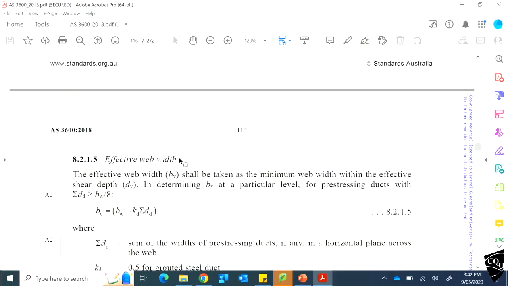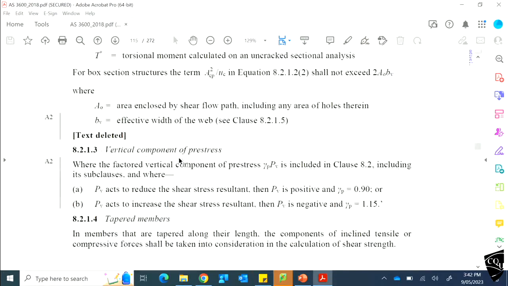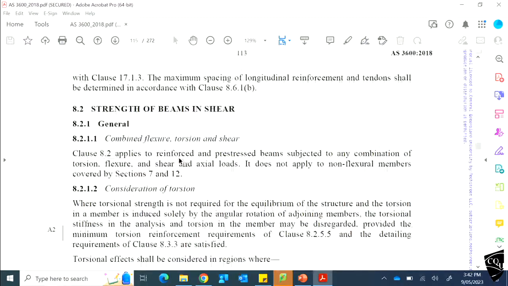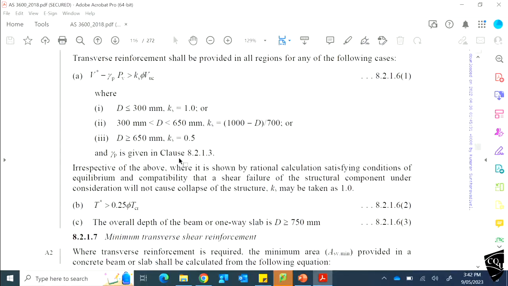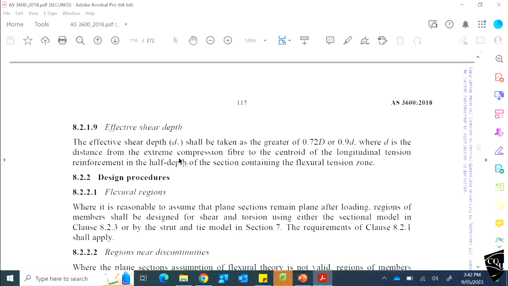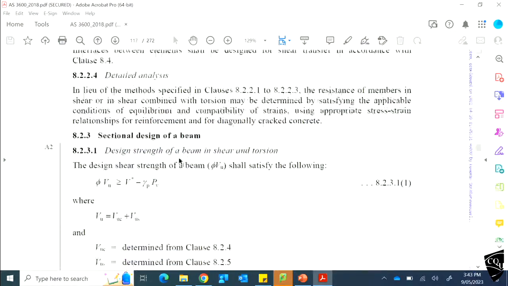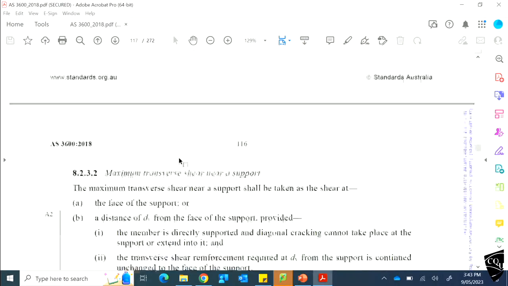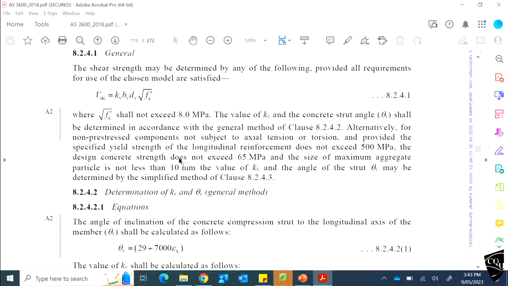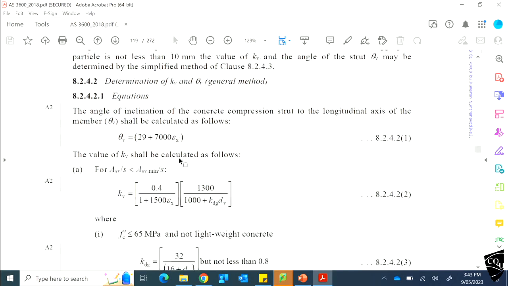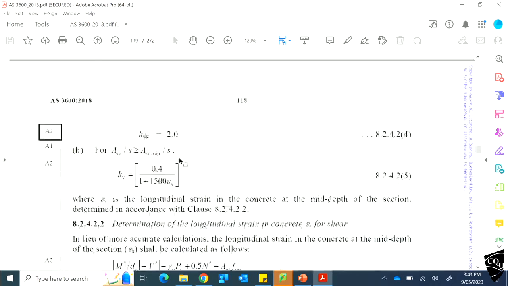What is the clause number? To find out kV, I think 8.4 or something. 8.2.4.3. 8.2.4, isn't it? Yeah. This is the general method.